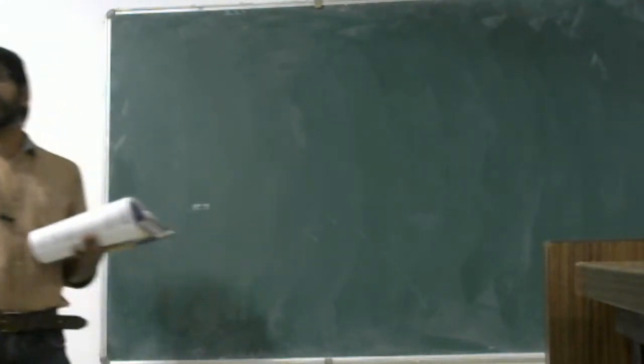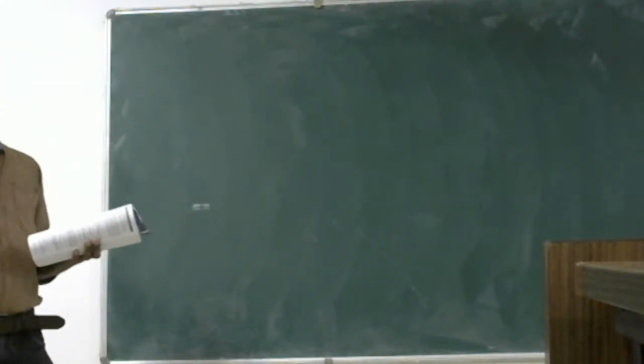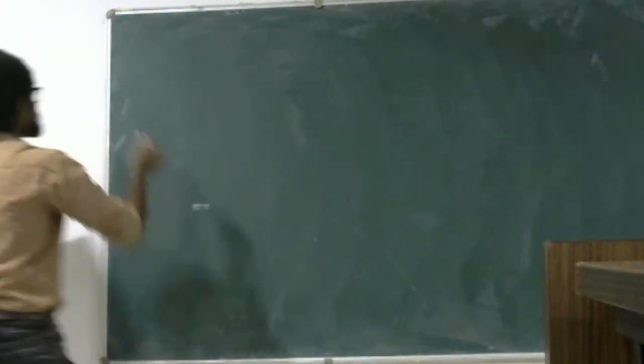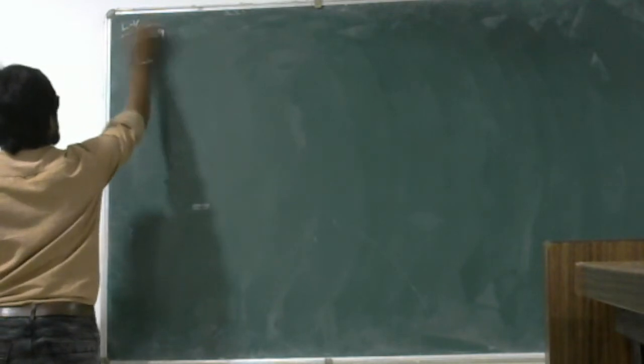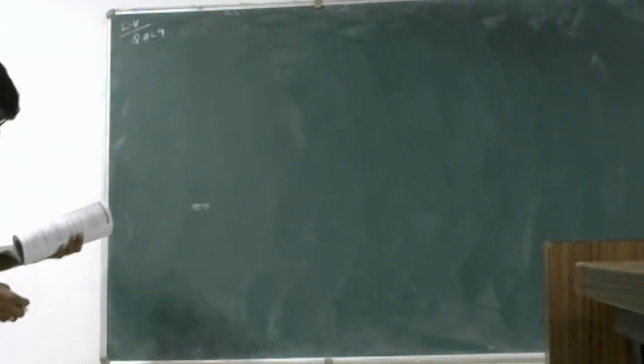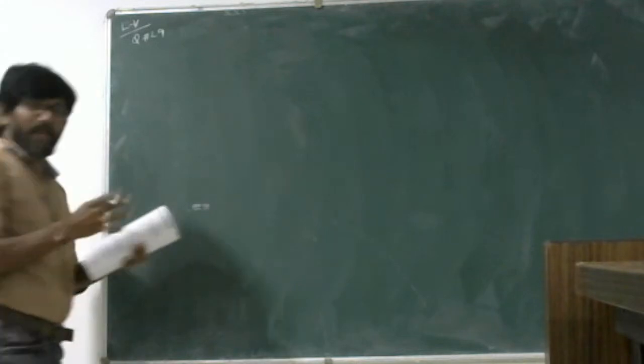These are common type questions. More than one option can be correct in this kind of case. This is question 29, level 5. Okay. So first let us see the diagram.